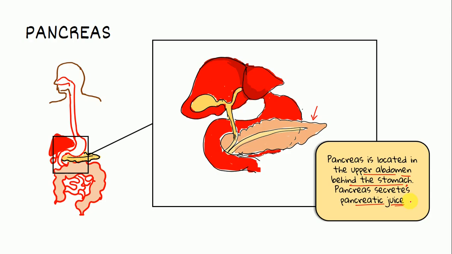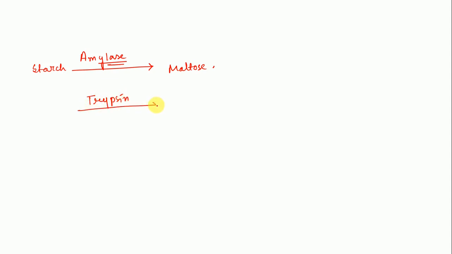This pancreatic juice is made up of many enzymes. What are the enzymes present in the pancreatic juice? The first enzyme is amylase. Amylase is responsible for the breakdown of starch into maltose. The next enzyme present in the pancreatic juice is trypsin. Trypsin is responsible for the breakdown of proteins.